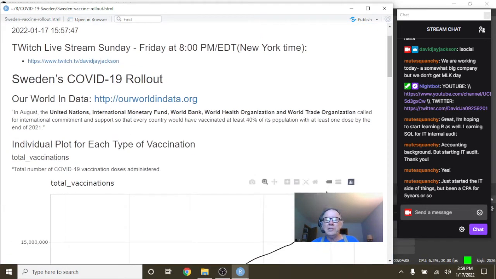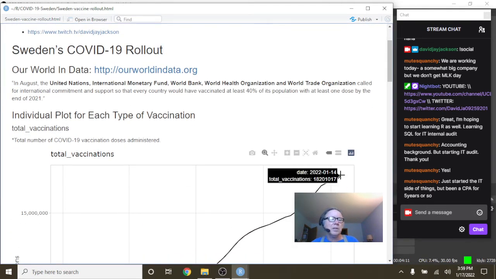So let's take a look at Sweden's vaccine data here. You can see Sweden has administered 18.2 million doses.